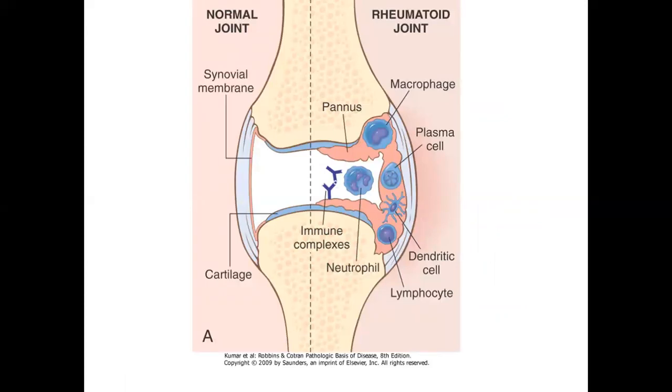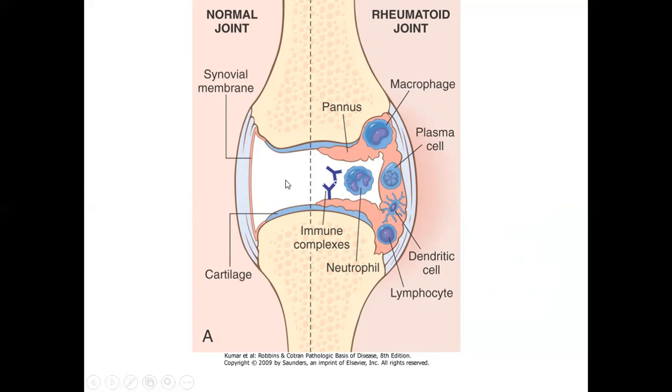So this diagram shows the comparison of the normal joint with the rheumatoid joint. This is the normal joint on the left side of the figure. This is the synovial membrane. This is the articular hyaline cartilage, which lines the joint cavity.